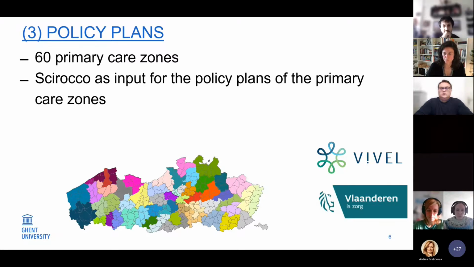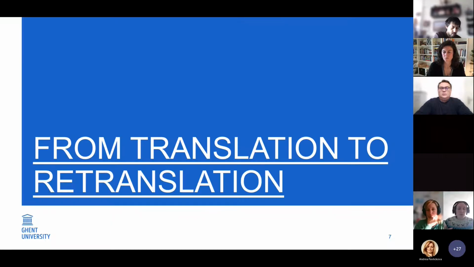So this is more about the user expansion that Tino already talked about. And right now there is a pilot project running with 4 primary care zones who are using the Scirocco tool to make these policy plans. But before these primary care zones could use the Scirocco tool, it was necessary to make a new translation of the Dutch tool adapted to the Flemish context.